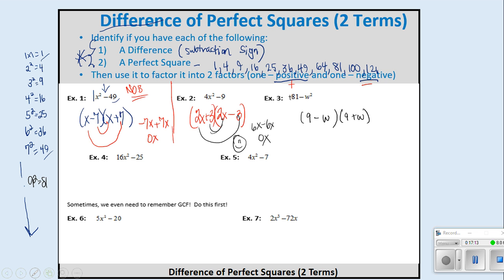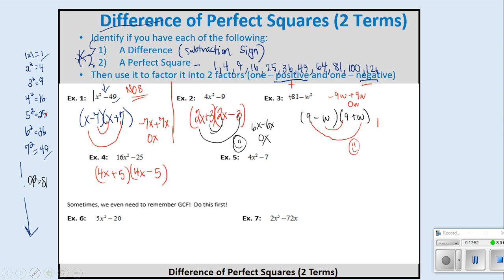Check the smiley face. See if it works. Negative 9w, positive 9w makes 0w. So we're happy. We made a smiley face. Okay, let's keep going. 16 on the list? Yes, it is. 25 on the list? Yes, it is. What makes 16? 4x and 4x. What makes 25? 5 and 5. Is it a difference? Sure is. One's positive, one's negative. Doesn't matter which way you go.